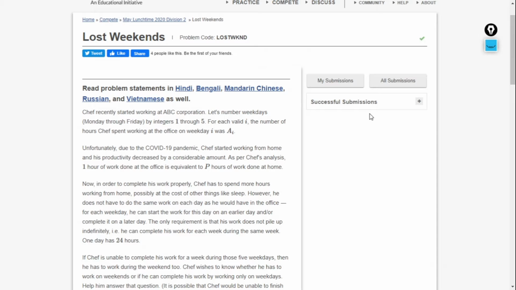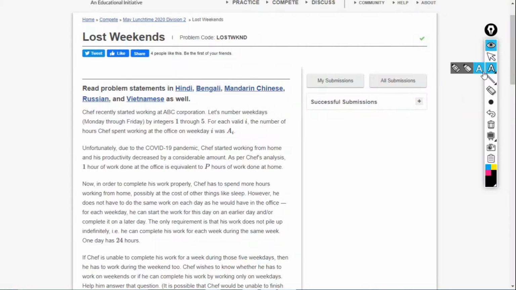So, suppose he worked for 1 hour in a company. Now, due to lockdown, if P is equal to 2, the same work he will do in 2 hours. If the worked hour is 3, the same work will be done at home. It will take 6 hours.